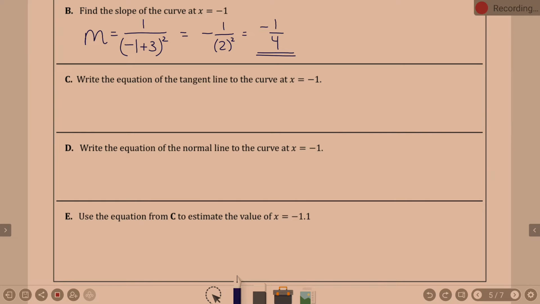Part C, write the equation of the tangent line to the curve at x equals -1.